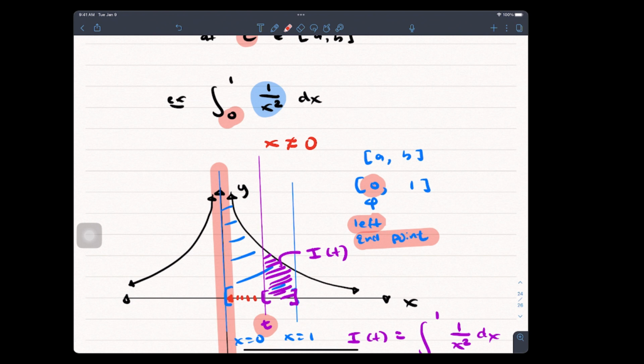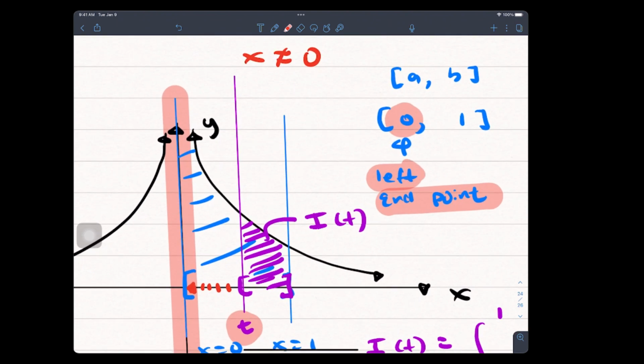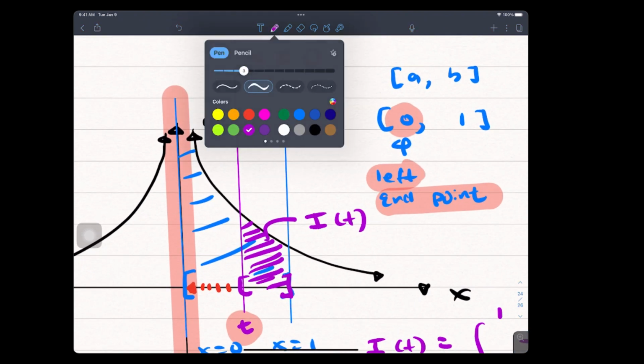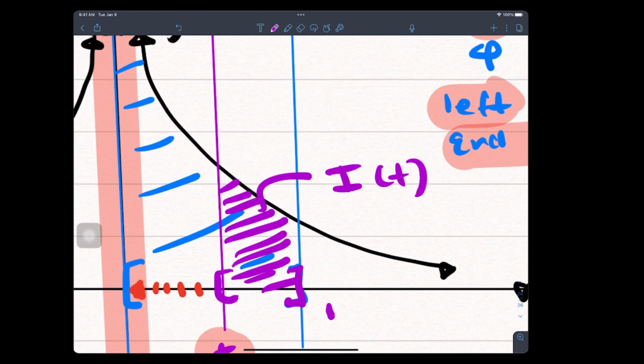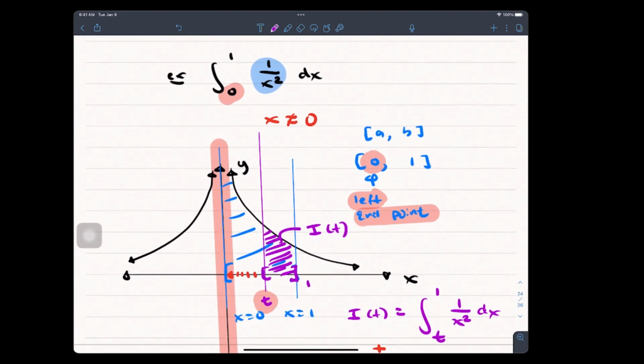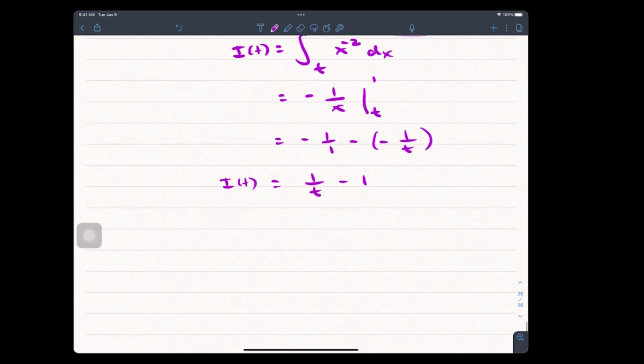Because in calculus, you can't integrate over vertical asymptotes. The function has to be continuous over an interval. So what we're doing now is say, okay, let's let it be continuous. It is from t to 1. Okay, this is now t to 1. Now you can integrate. It's nice and continuous there. So you get I of t now. Now let t go to 0 from the right.